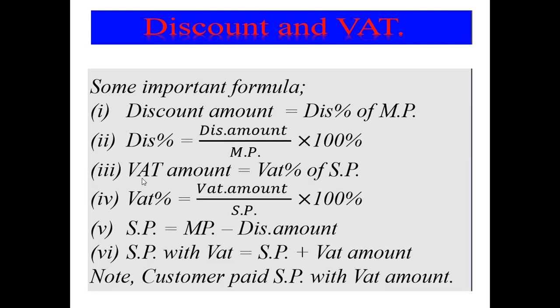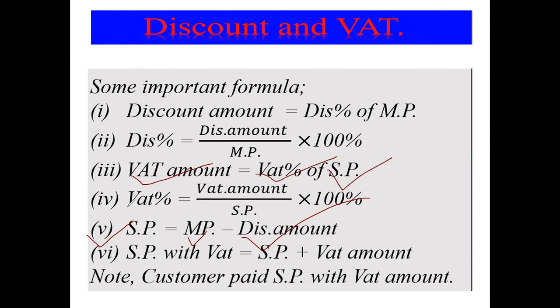And VAT means value added tax. This value added tax will be found from selling price. Remember this one. We always find discount from marked price, and we subtract discount always from marked price. SP equals MP minus discount. And VAT is always found from SP. VAT percent of SP always.